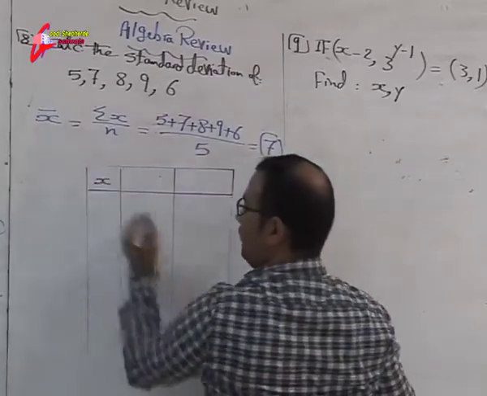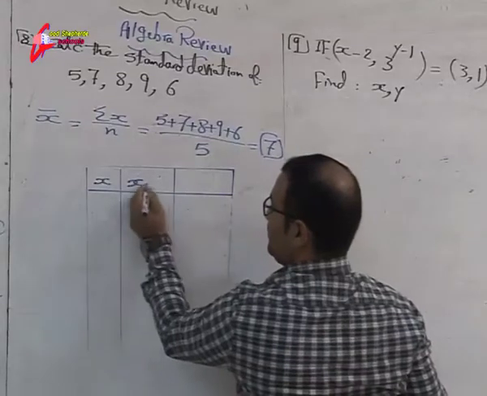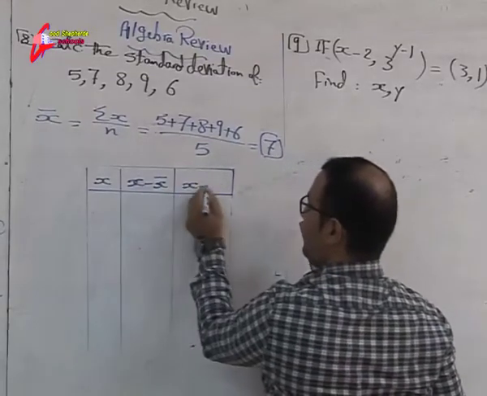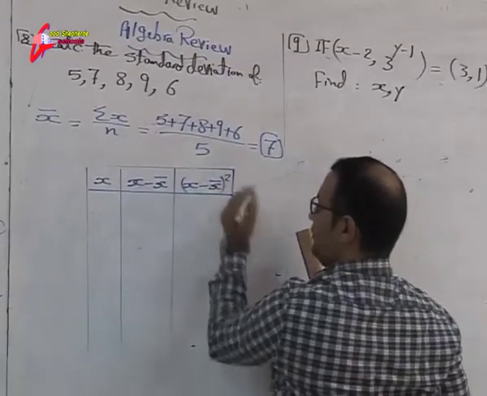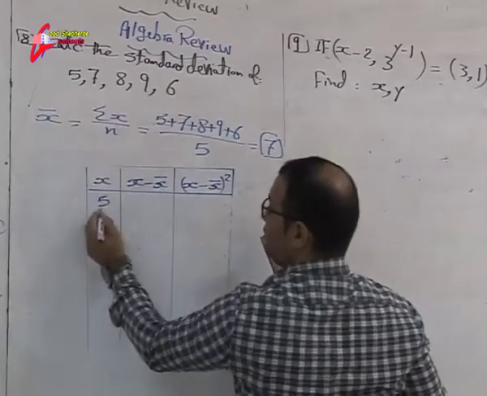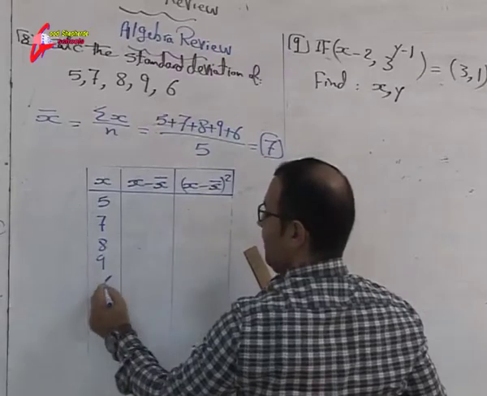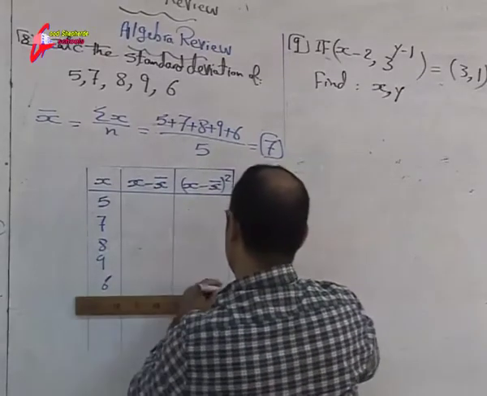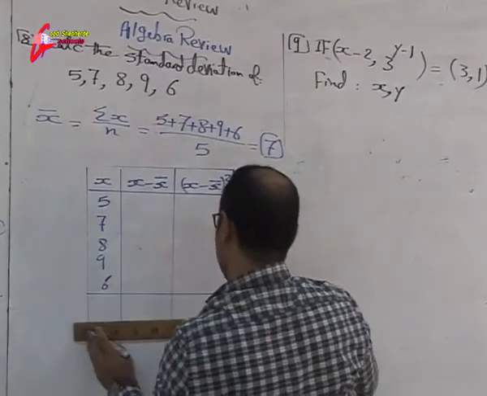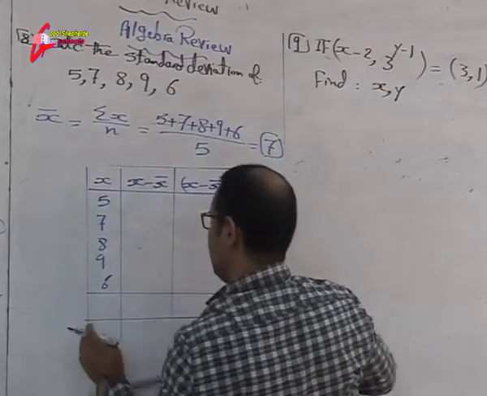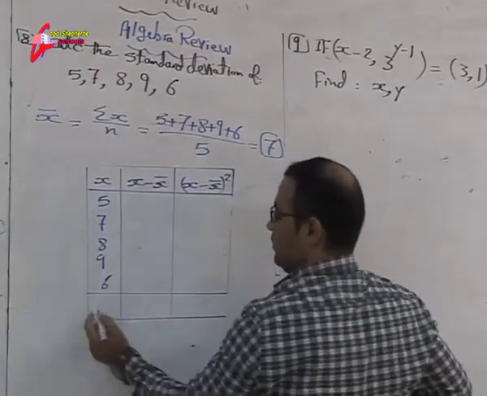This is the values x. This is x minus x bar, x minus x bar squared. X means value, 5 values: 5, 7, 8, 9, 6. Down the total. Write the total. Here is the total.